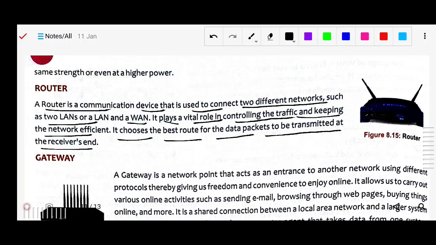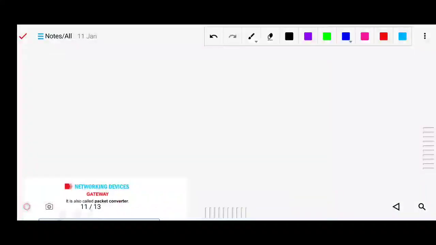So what does the router do? Routers are actually used for connecting different networks. This is the main core meaning of the router: connecting two different networks, like the LAN, WAN, MAN we have seen. Likewise, there are so many networks, like LAN, WAN, or CAN.